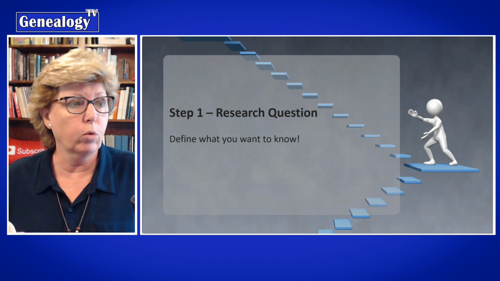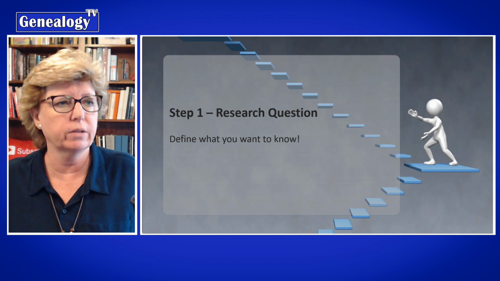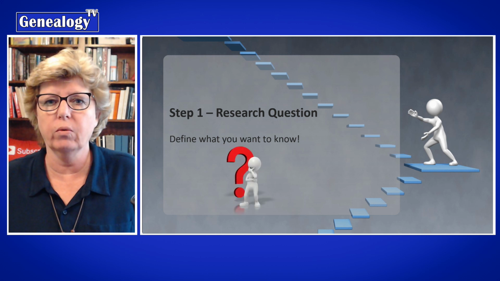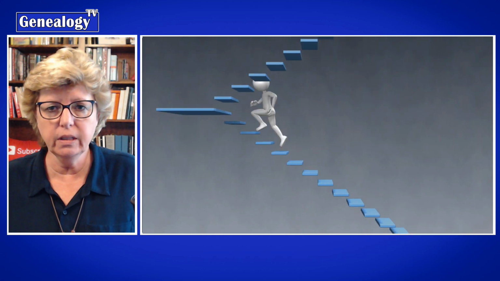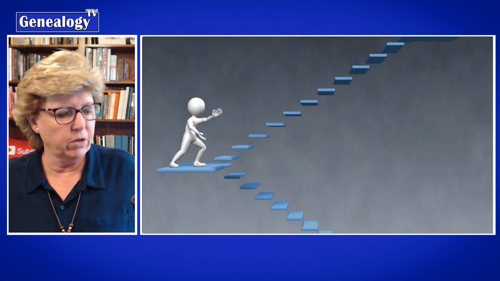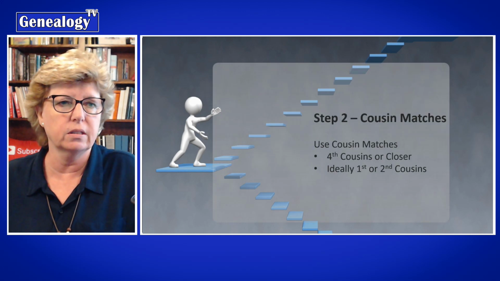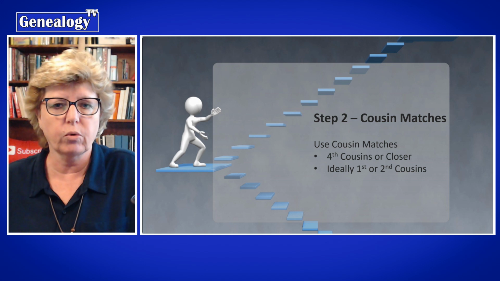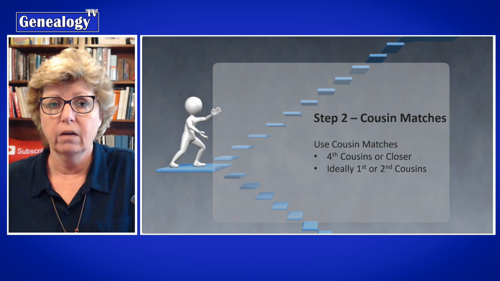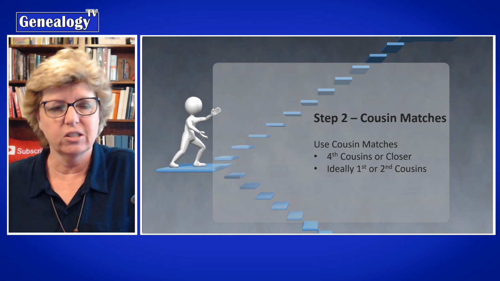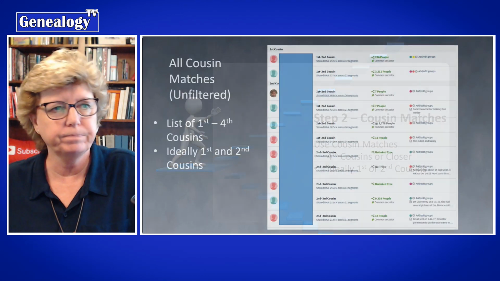Step one is just really to define what your research question is. What is it that you want to know more about? With that in mind, you can move on to step two, which is obviously using the DNA cousin matches, but we're really looking at the fourth cousins or closer, and ideally first and second cousins. It just kind of depends on your research question. We'll talk more about that here in just a moment.